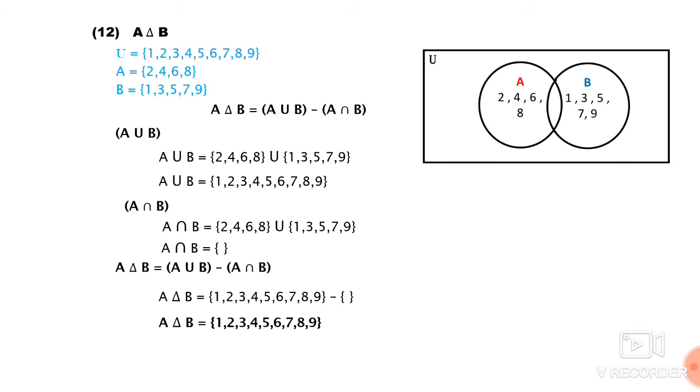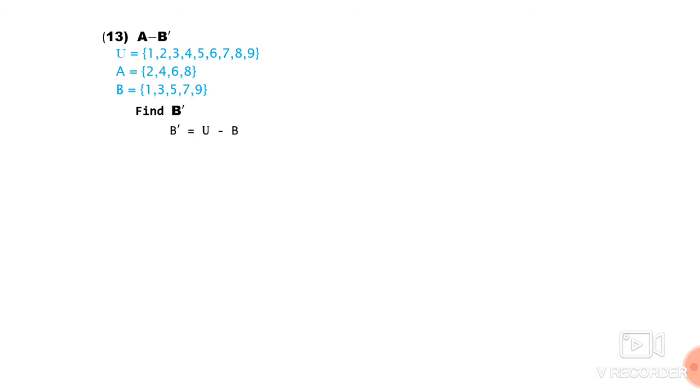Okay, moving to the next part. That was question number 12. Now question number 13. We have to find A difference B complement. So we have to find B complement first. You will find B complement in the same way as you have done before. B complement means universal set minus set B. So subtracting set B from the universal set, we will get elements 2, 4, 6 and 8.